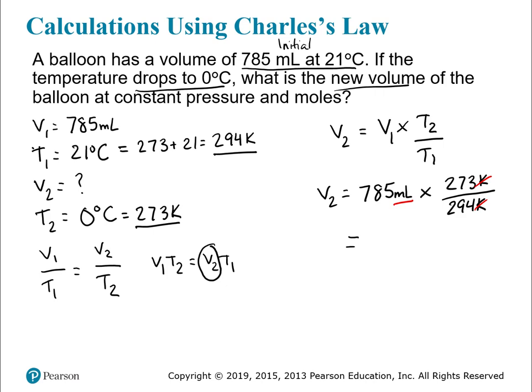Let's take a look at what we think should happen here. We're starting with 294 Kelvin and then dropping it down. So if our temperature is decreasing, we expect our volume to decrease too. So this V2 should be less than V1. And when you do the math, it is.